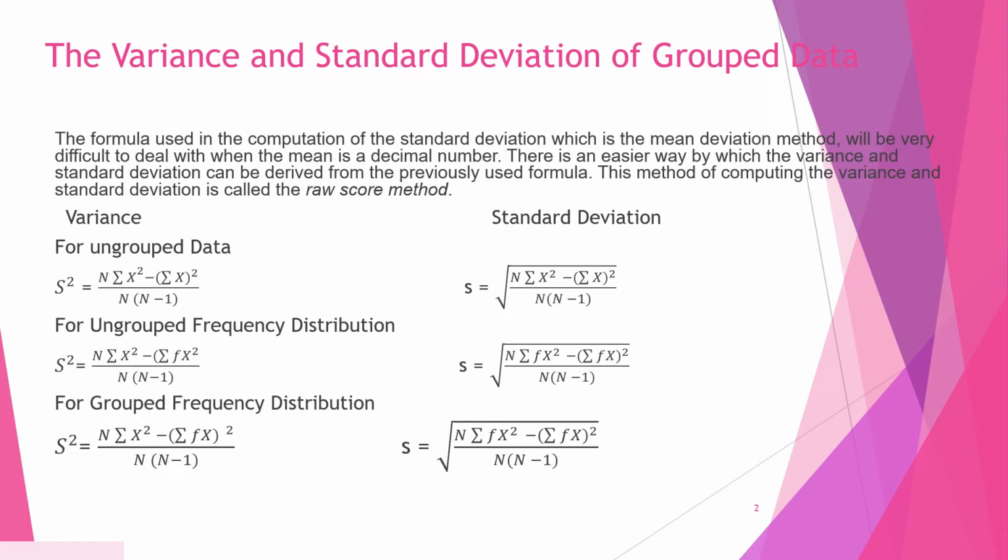Okay. Now, this is for the ungrouped frequency distribution. It's also a frequency distribution, but with single values only. Then this one is for a grouped frequency distribution, but it deals with the median. So that is the formula we will use to get the grouped frequency distribution.